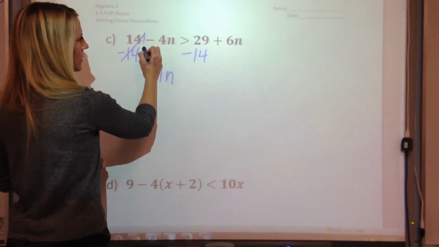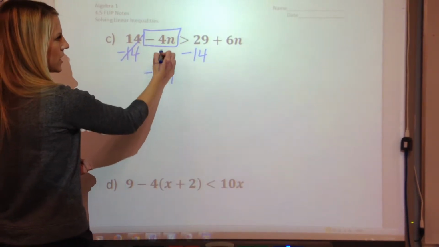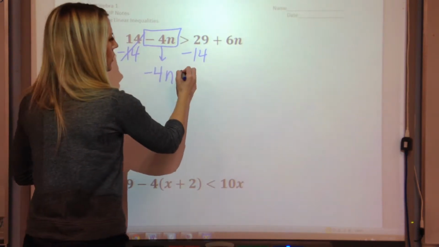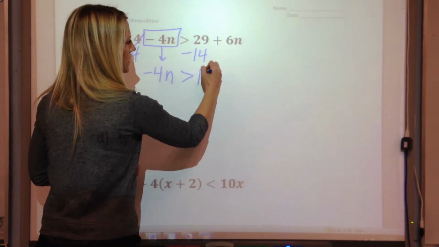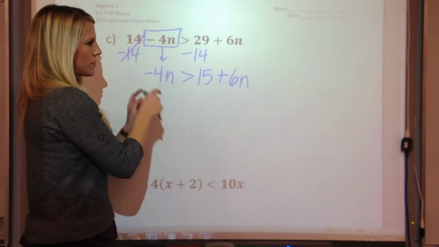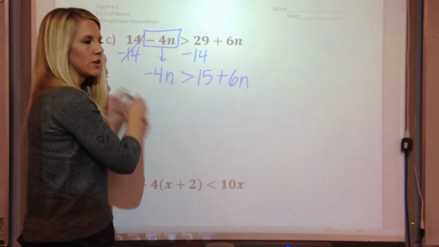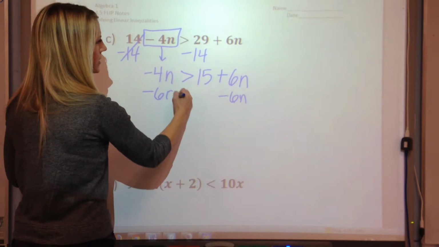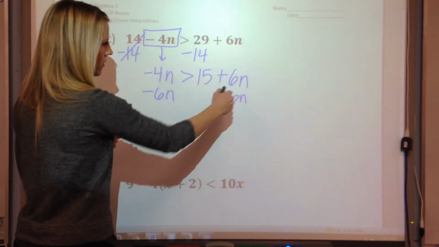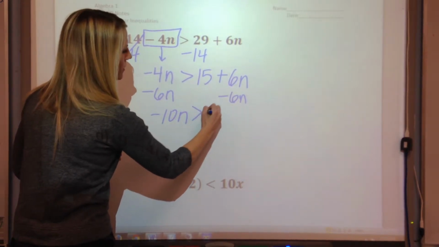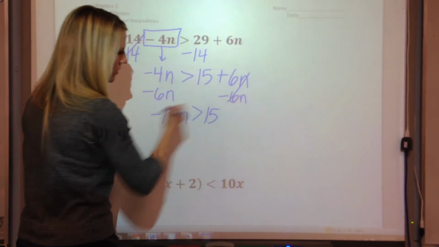I just bring down exactly what is left, so realize that this negative sign is with the 4, so it must stay with the 4. Greater than 29 minus 14 is 15 plus 6n. Okay, so I've got my constant to the right, which means the variables need to go to the left. So go ahead and move this 6n. I need to subtract it because I was adding it. I need that to be a 0. So negative 4n minus 6n is negative 10n. It's greater than 15 plus 0.